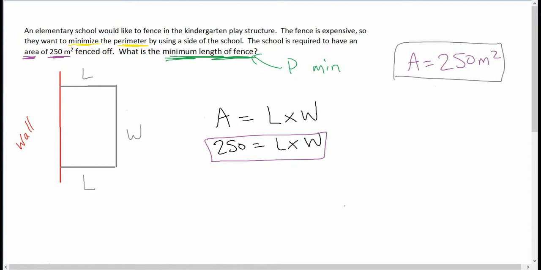Now we're also dealing with perimeter in this question, so it's pretty reasonable to write an equation for the perimeter. It might be useful. So perimeter. Now we don't need that wall. It's not really part of the perimeter. We just need a length plus a width plus a length. So we have two lengths and one width. So this is an expression for the perimeter.